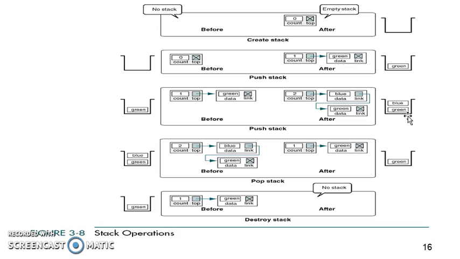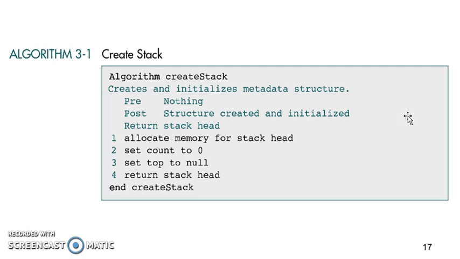And finally, destroy. Why are we doing this destroy? Because unnecessarily we should not allocate any memory. So after completing our operation, we need to destroy our memory space which is allocated for the stack. For this purpose only destroy stack is used. Now we are going to discuss the algorithms of each process.